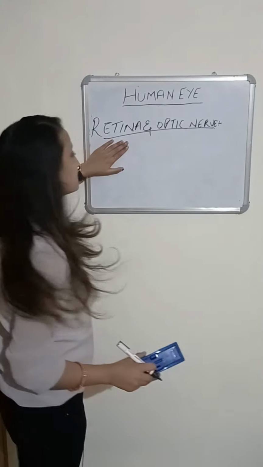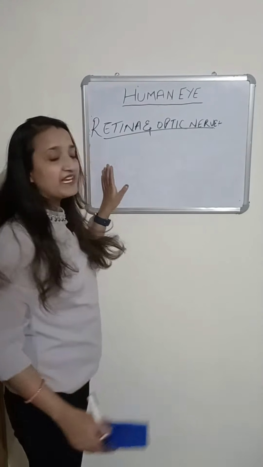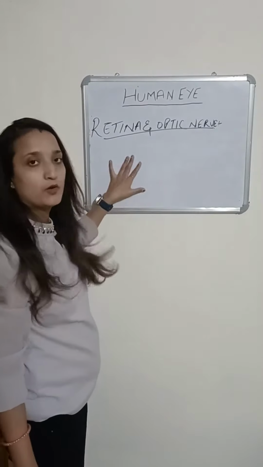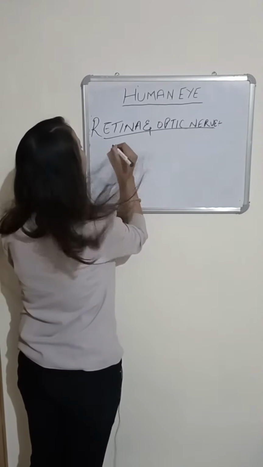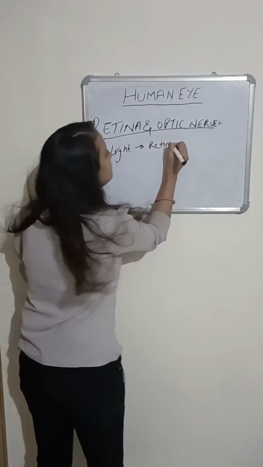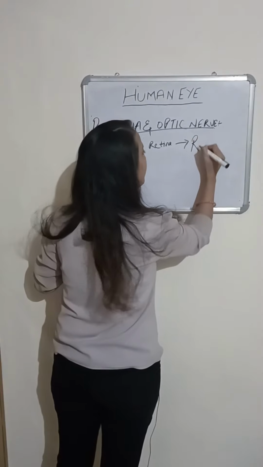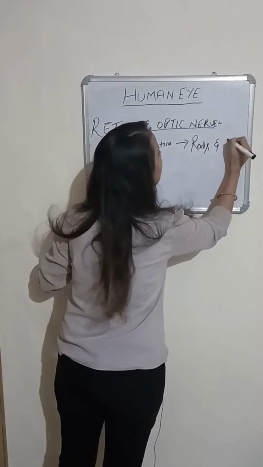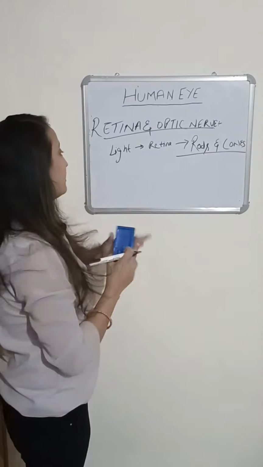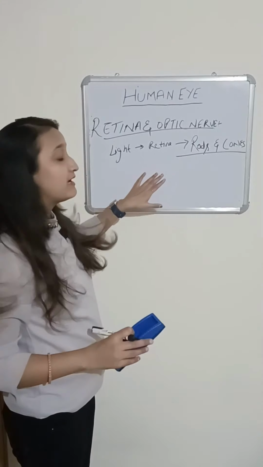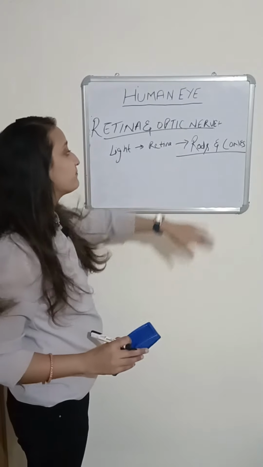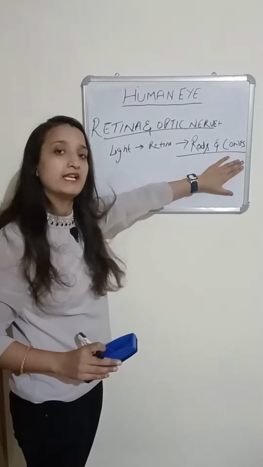What happens? First of all, what is retina? Retina is the innermost covering of the interior back of the eye. Okay. Now what happens when light strikes retina? It activates two types of cells, that is rods and cones. Now what is the function of rods? Rods help us to detect light and dark colors and help us to form the image under dim conditions, whereas cones are responsible for the color vision.